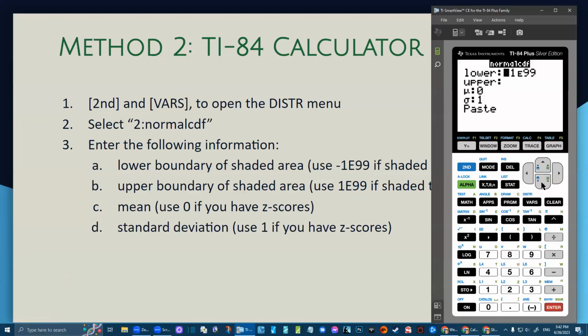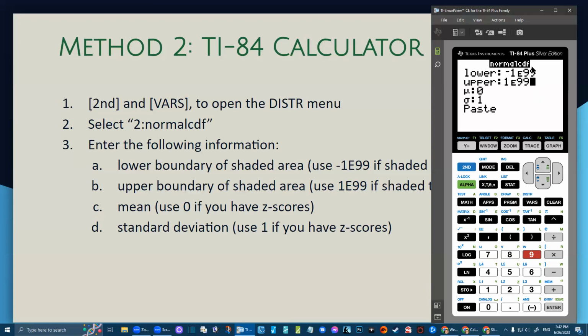Really quick, just to show you how to pull that up. If I wanted to type an upper boundary of 1 E99, I type 1. And then to pull that scientific exponent notation, I'm going to hit second, comma. And you'll notice there's a little EE in blue above the comma button. That's what we're accessing. That's how the calculator does scientific notation. 1 times 10 to the 99.